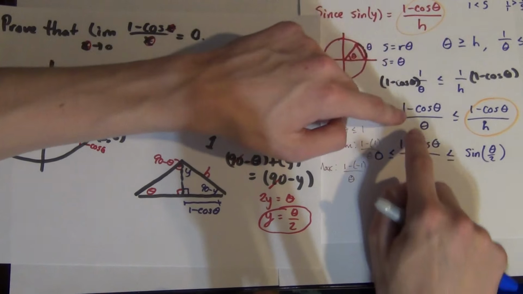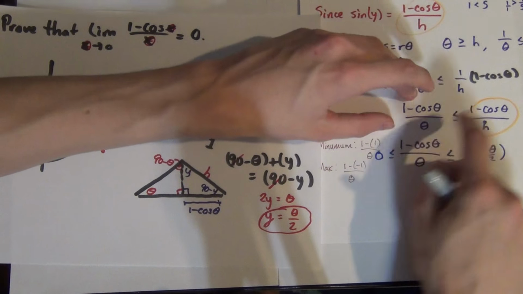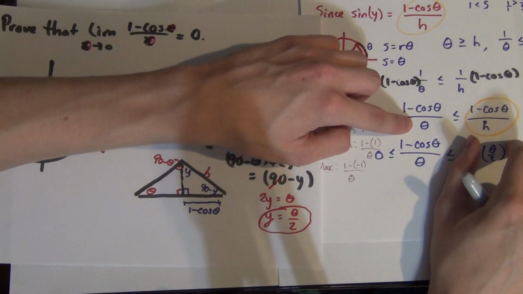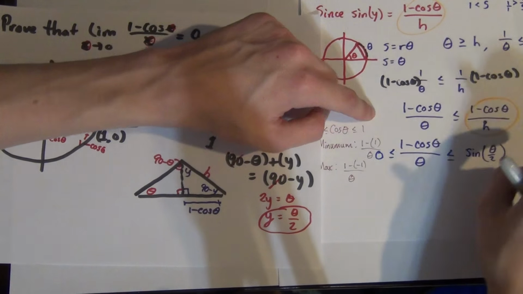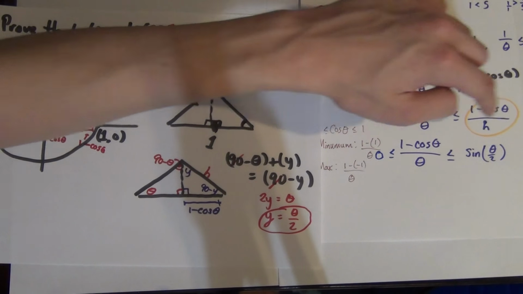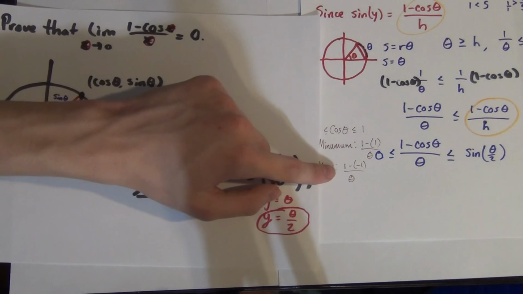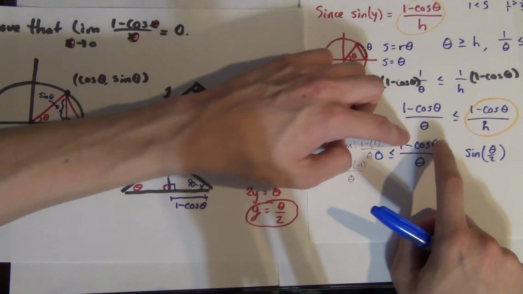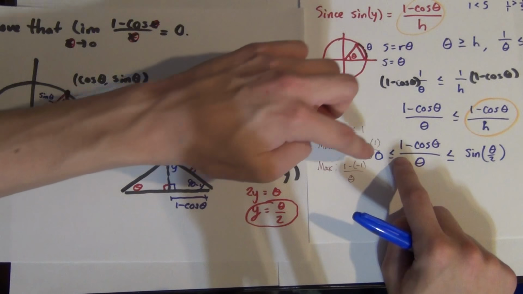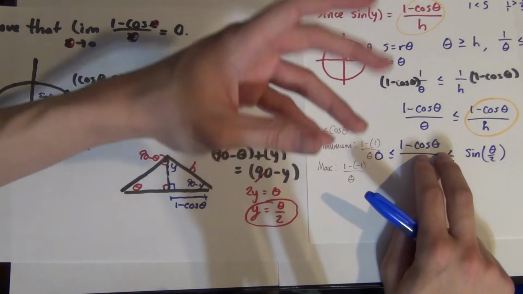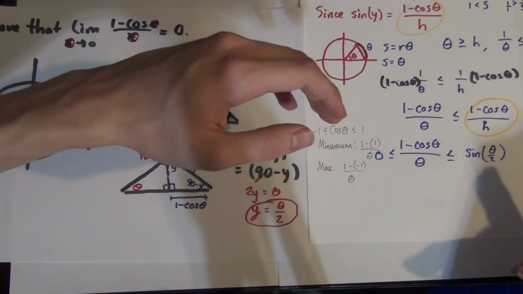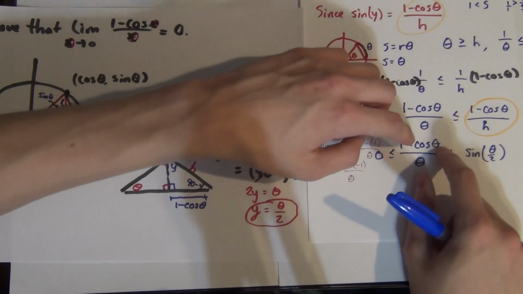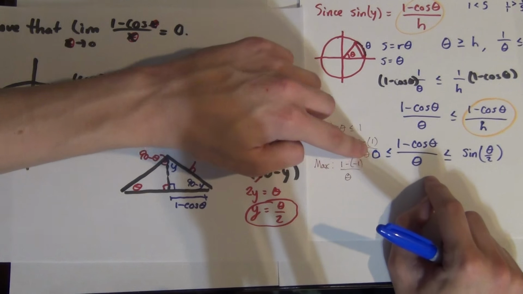So if I flip them, I have 1 over theta is less than 1 over h. With that relationship, I multiplied both sides by 1 minus cosine of theta, and I got the relationship that I wanted. Furthermore, I know that this 1 minus cosine of theta over theta has to be greater than or equal to 0, because cosine of theta can only oscillate between -1 and 1, and both of those would meet this criteria.